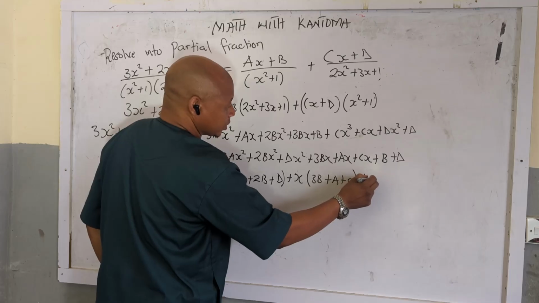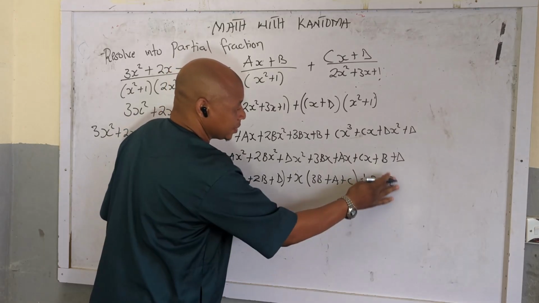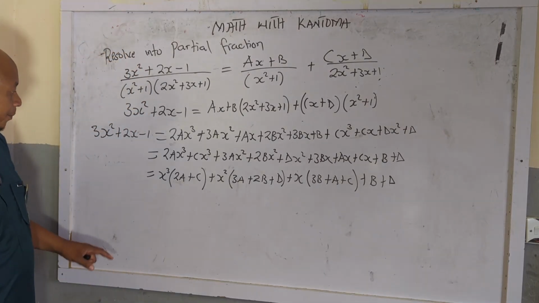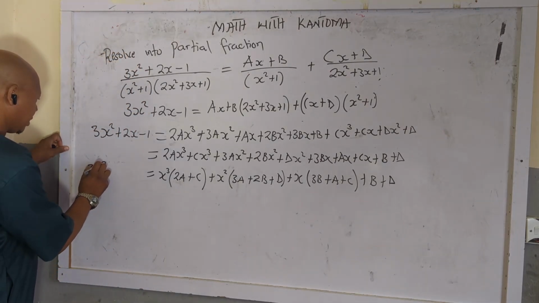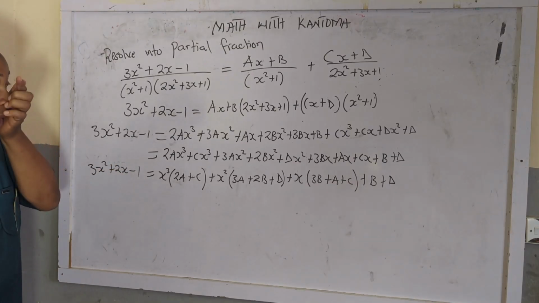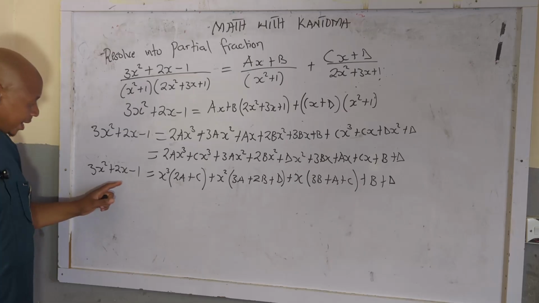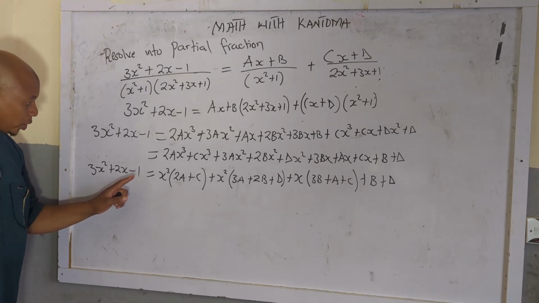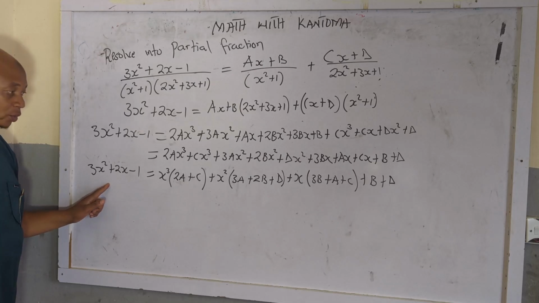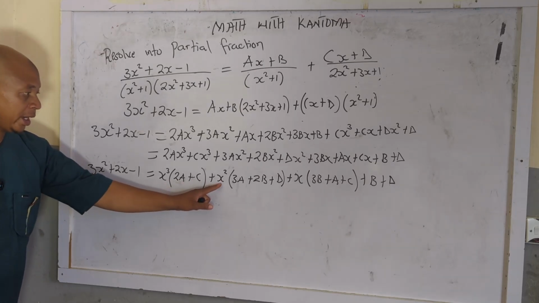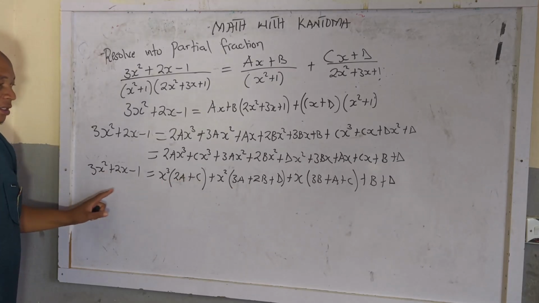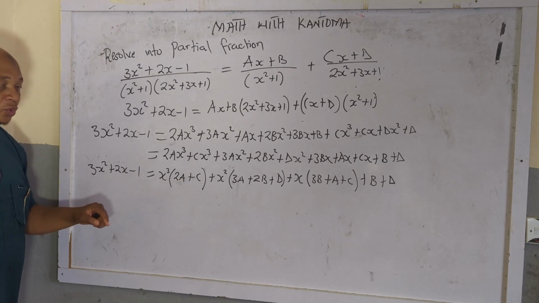Then the constant term, which is b and d, plus b, d. Then next from here, this is to say 3x squared plus 2x minus 1 is equal to this function. So now if we are comparing the right hand side with the left hand side, we equate the coefficient of x cubed from the right hand side and on the left hand side also. Same thing for x squared. We equate the coefficient of x squared on the right hand side and that on the left hand side. The same thing goes with the constant.